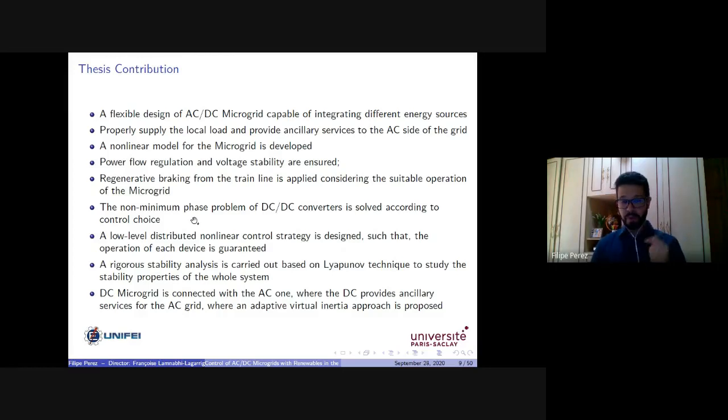So in this proposed control strategy, we can solve the non-minimum phase problem of the DC-DC converters, and via the nonlinear control strategy, we can guarantee the operation of each device of the system. A rigorous stability analysis is carried out via the Lyapunov technique, where the stability properties of the system are provided. And at the end, we can use the DC microgrid to provide ancillary services to the AC grid, where an adaptive virtual inertia approach will be proposed.